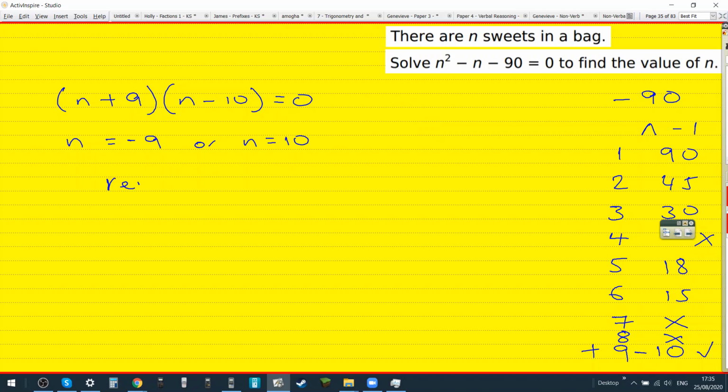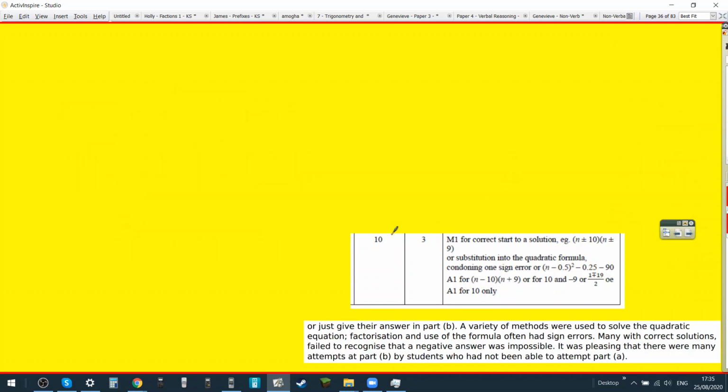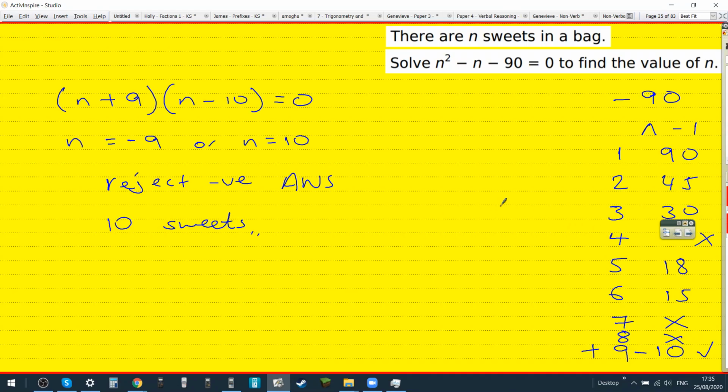We have to reject the negative answer. That would be like pure maths. 10 sweets. Yeah, because it can only be a positive number. And there we go. 10. 3 marker. Tricky number. Any questions there?